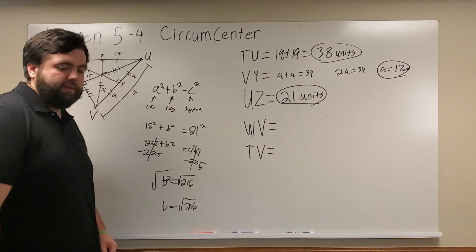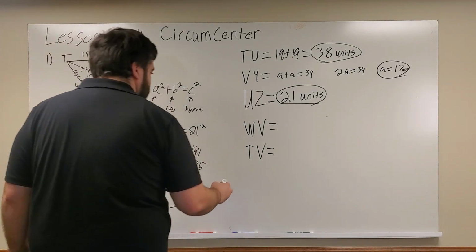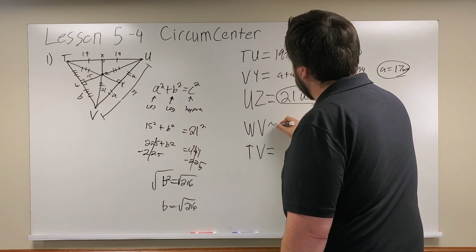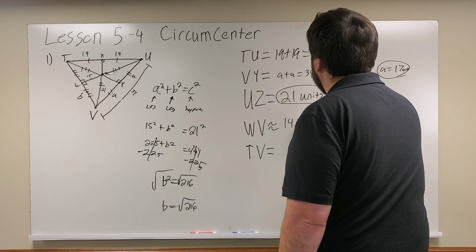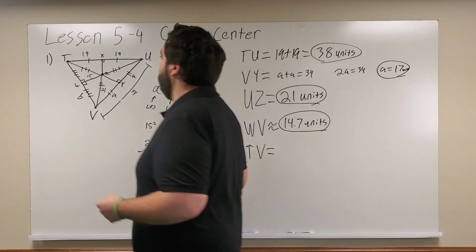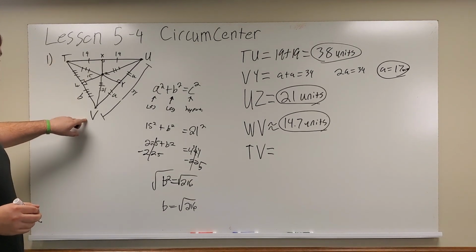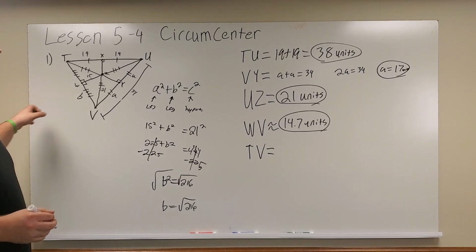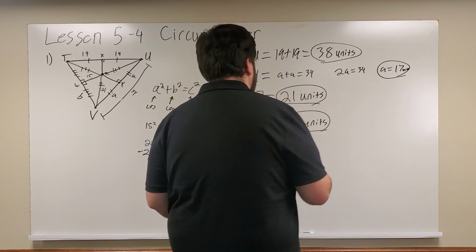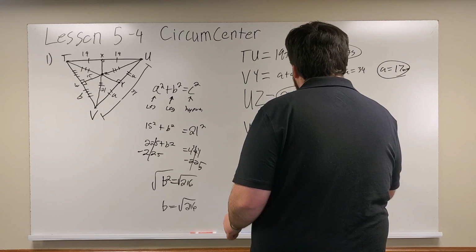That's not an even number. Put it into a calculator and we get VW is about 14.7 units. Alrighty. And finally, we have TV. So TV is our full thing. So since they are the same, we just double this. So 14.7, 14.7 is going to give me 29.4 units.